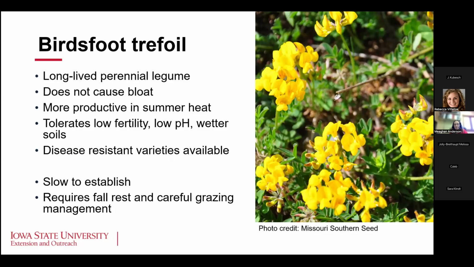It's actually more productive in summer heat, which is really neat because it's going to take off when a lot of our other species are going into that kind of slump period. And it's quite tolerant of low fertility, low pH, wetter soils, a greater range of conditions than some of our other legumes. And there are some disease-resistant varieties available because that is typically one of the most prevalent issues with it. About 60% of the species' annual forage production comes between the months of June and August. So that's pretty cool because those are pretty low times for other species.